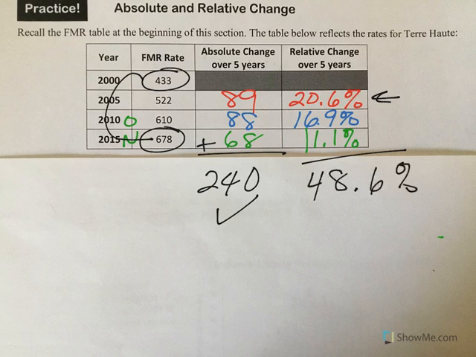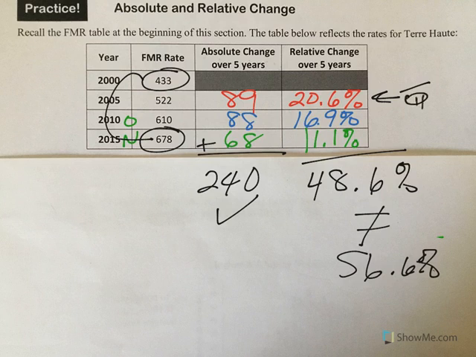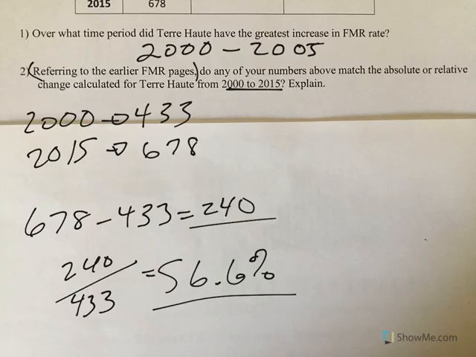But if I add these relative changes together, I only get 48.6, which is not equal to the 56.6 I got before, because if you think about it, when you're finding the relative change, we're dealing with different denominators. The numbers on the bottom are different for each one of these, so of course they're not going to be the same. So it is my understanding that the absolute change is the same whether you're looking at chunks or one big piece, but the relative change is never going to be the same when you're looking at it that way.